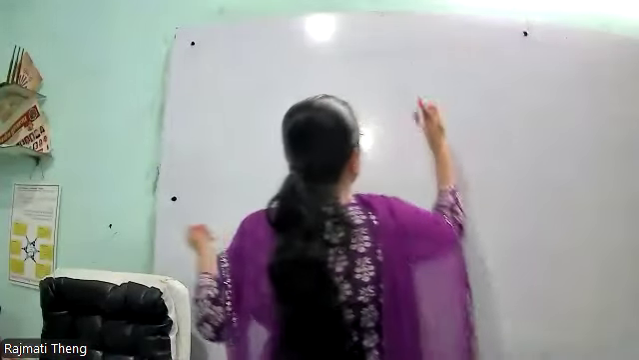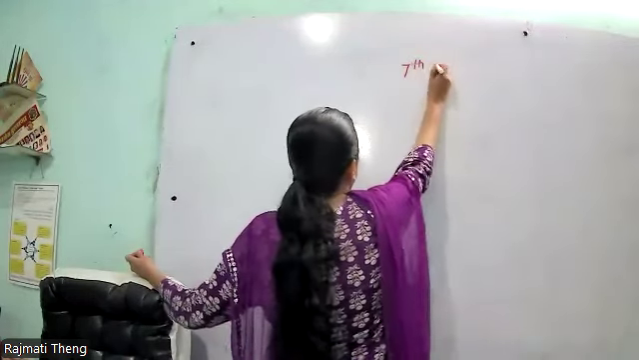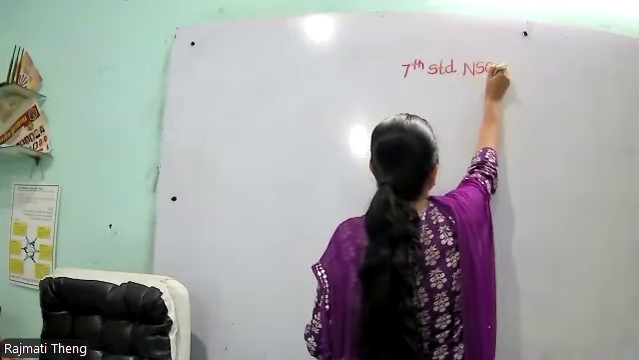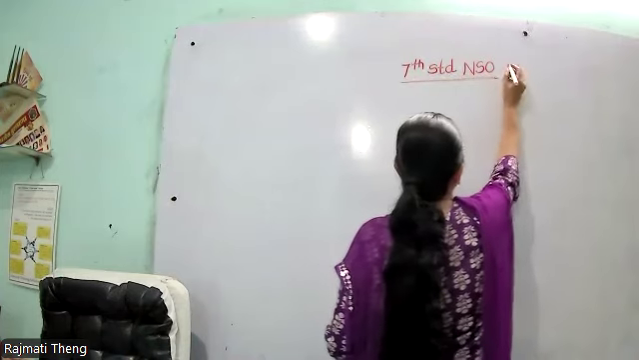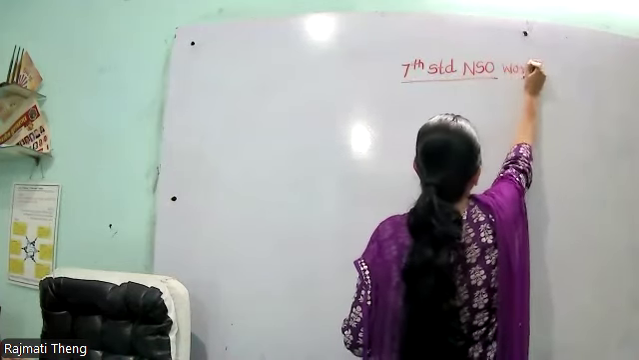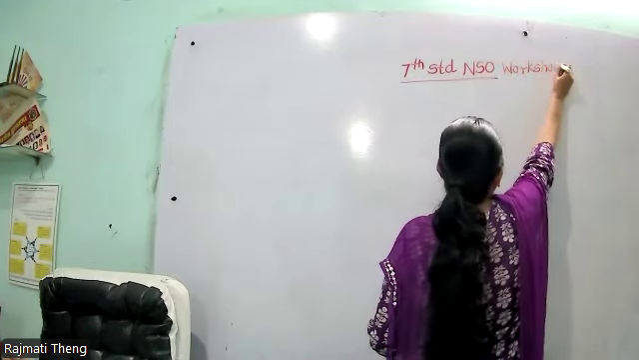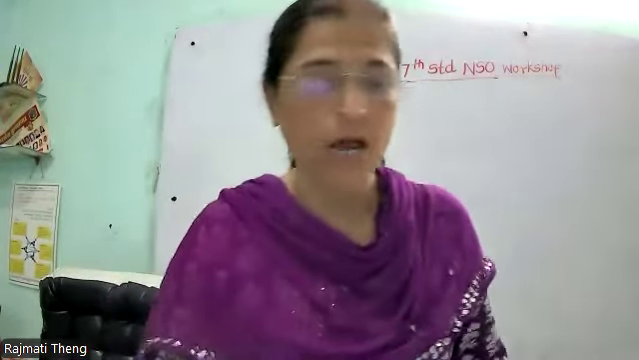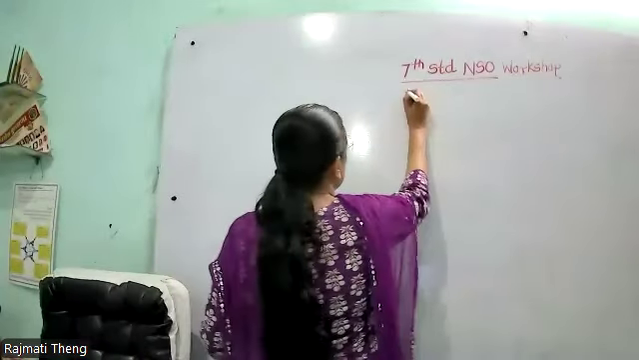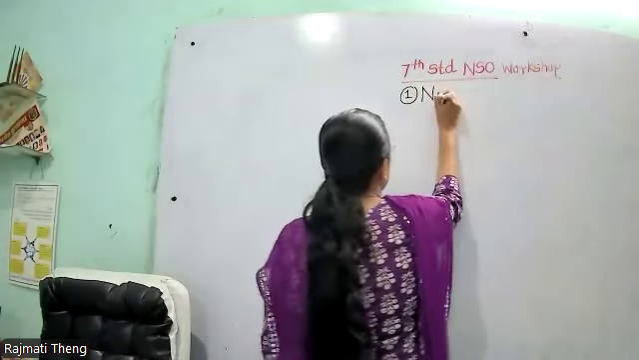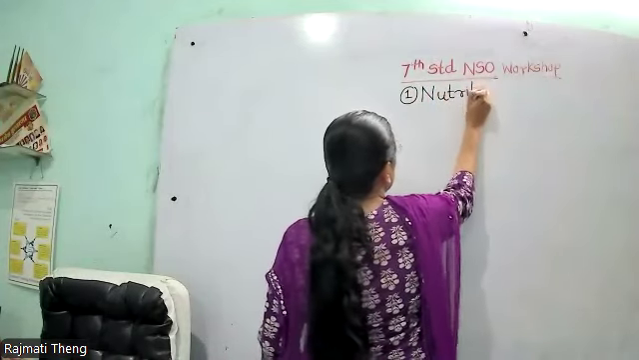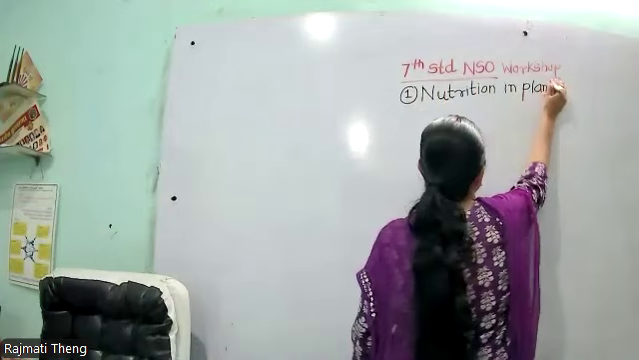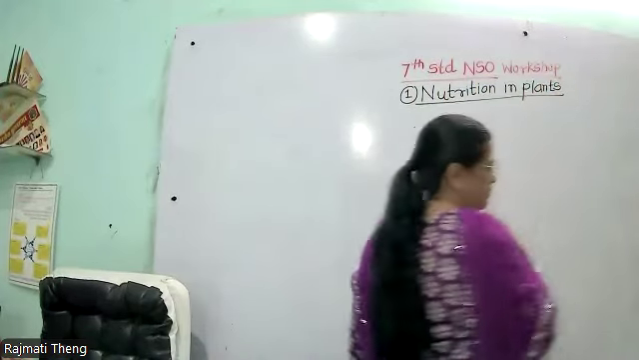So your 7th standard NSO workshop, National Science Olympiad workshop. Chapter number 1, nutrition in plants.